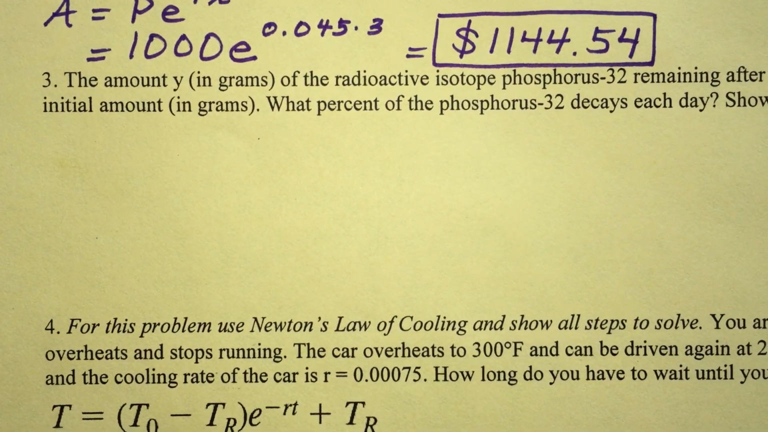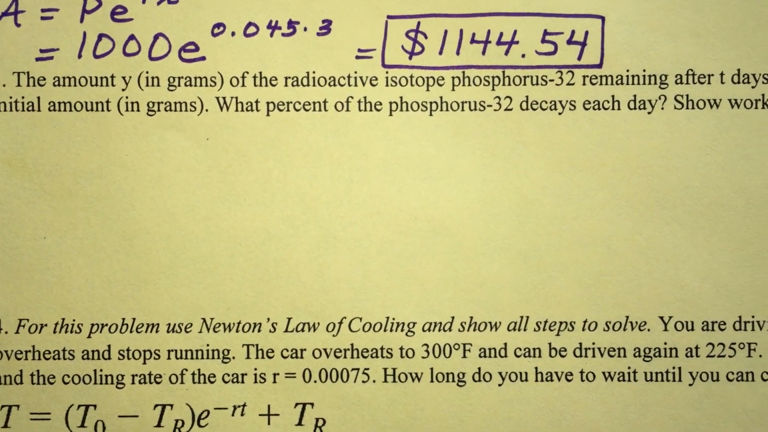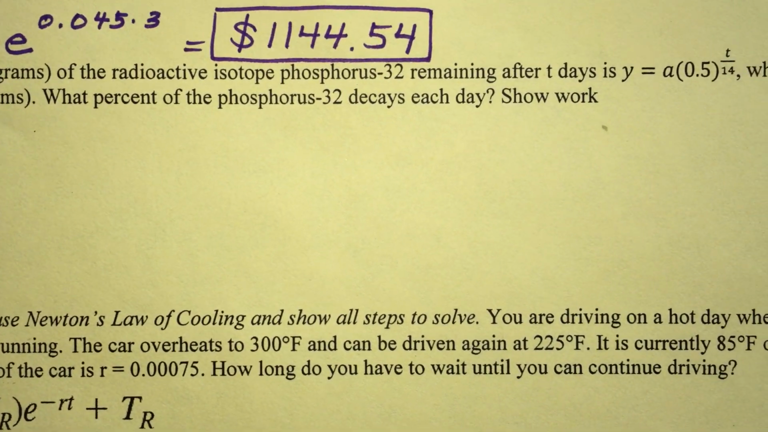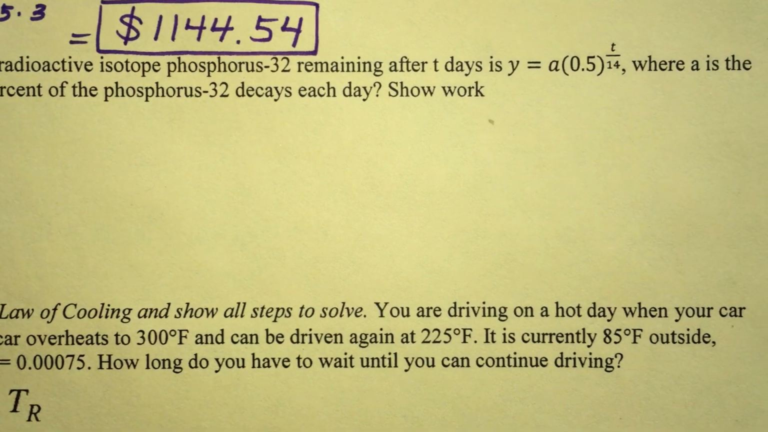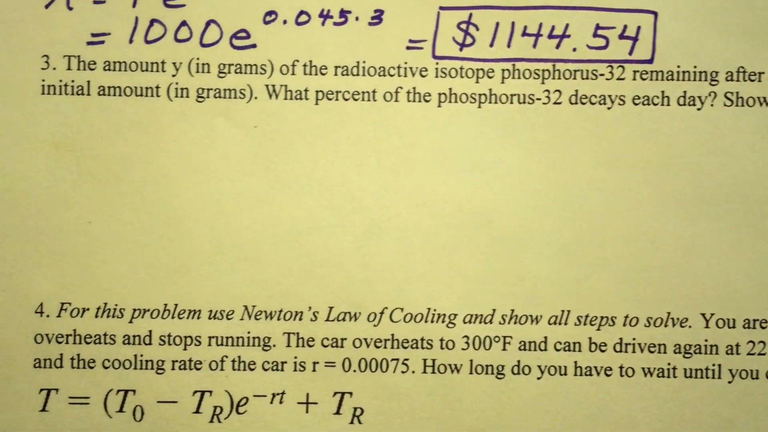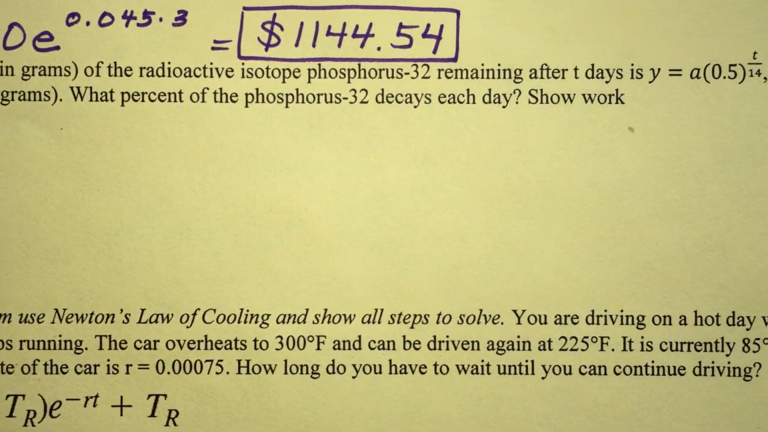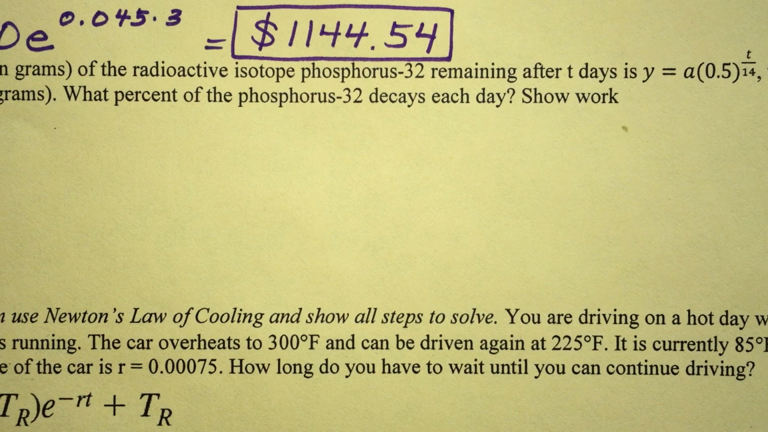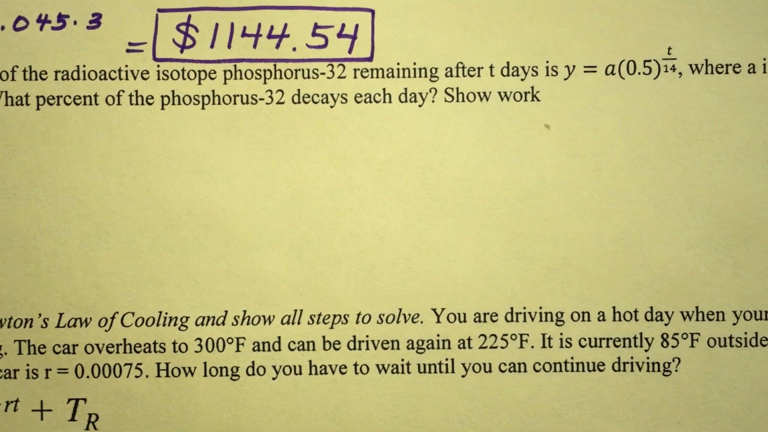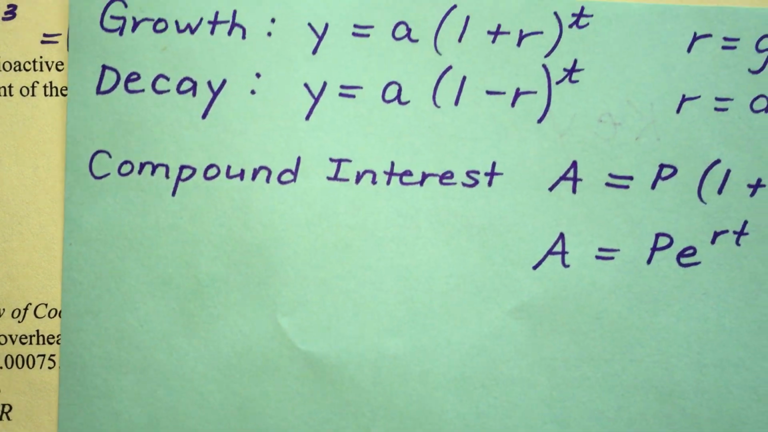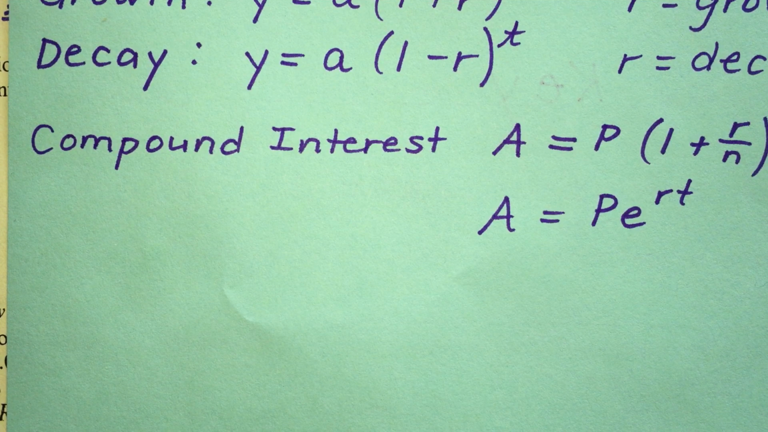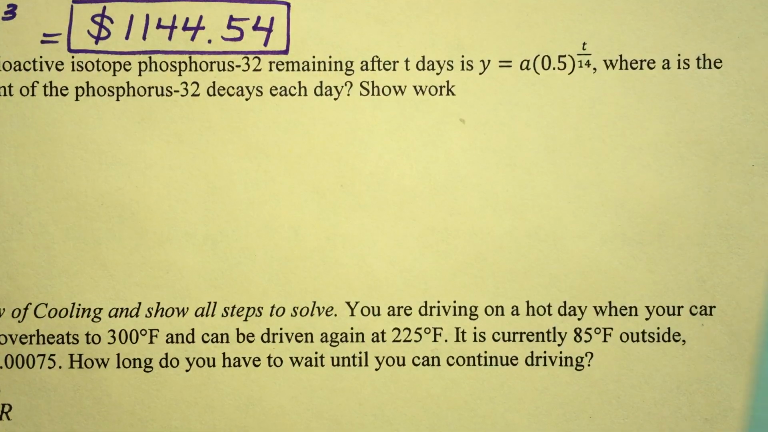Part 3, the amount Y in grams of the radioactive isotope phosphorus-32 remaining after T days is Y equals A times 0.5 to the T over 14, where A is the initial amount in grams. What percent of the phosphorus-32 decays each day, and show your work. This looks very complicated, but really we're just taking the equation we have and we need to convert it into 1 minus R, that decay. So we're looking to just use some exponent properties here.